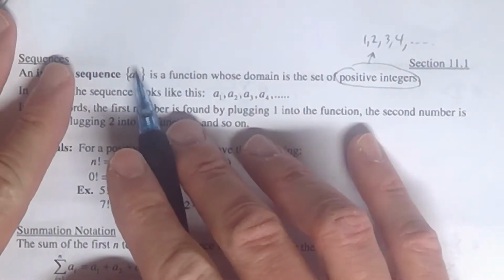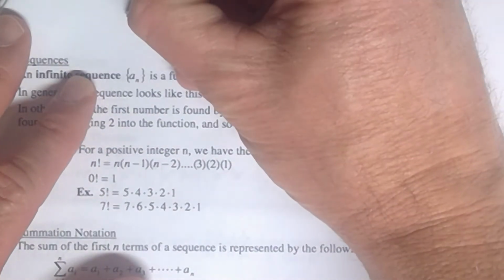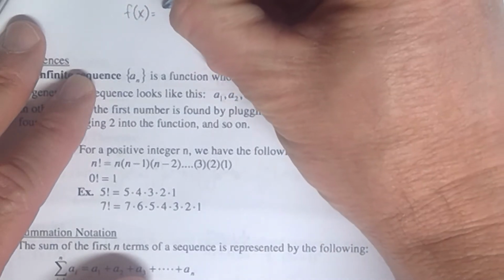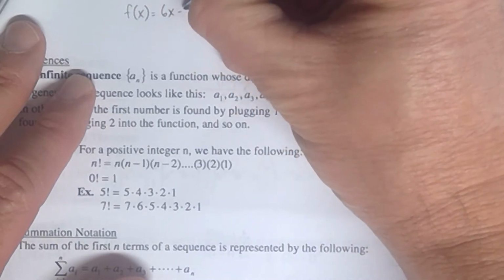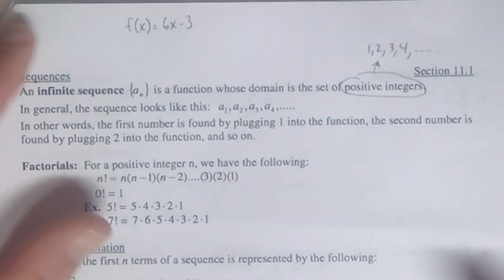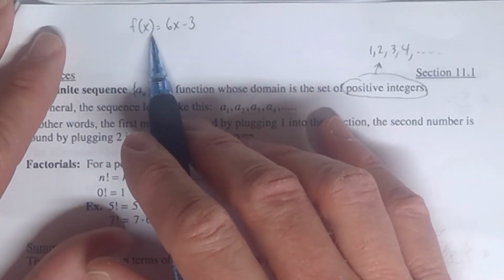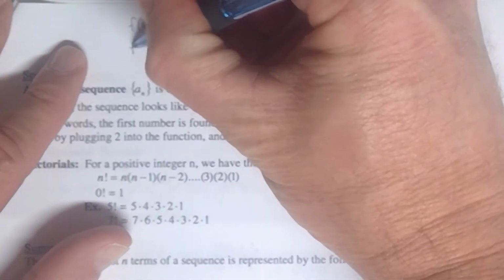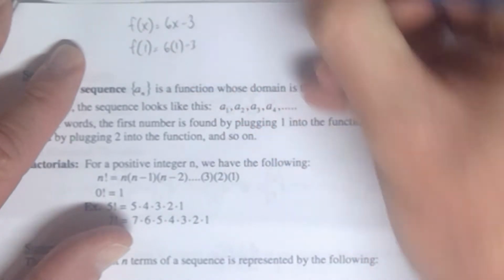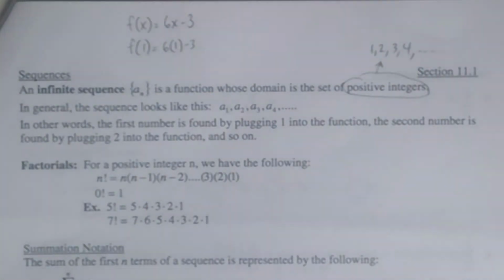So we call this thing here a sub n. That's just like f of x. For example, back when we first learned about f of x, say you had f of x equal to 6x minus 3. Then you would plug numbers into that. You could plug in 1, for example. If you plugged in 1, it would be 6 times 1 minus 3. If you plugged in 2, it would be 6 times 2 minus 3, and so on.